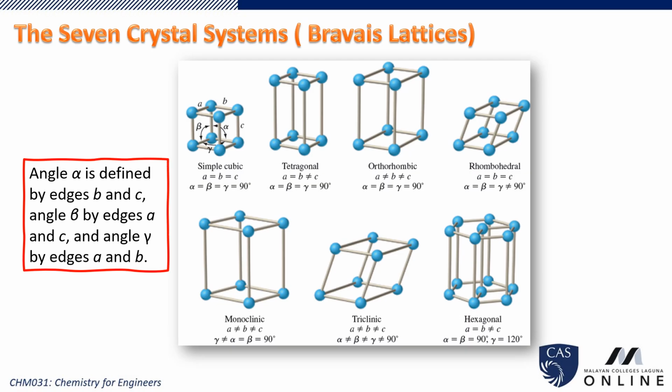For rhombohedral systems, angle alpha and angle beta are not equal to 90 degrees. The same thing is true for angle gamma. For monoclinic systems, the angle gamma is not equal to angle alpha. However, angle alpha and angle beta are equal to 90 degrees. For triclinic systems, none of the angles are equal to each other and none of them is equal to 90 degrees. For hexagonal systems, both angle alpha and angle beta are 90 degrees and angle gamma is 120 degrees.